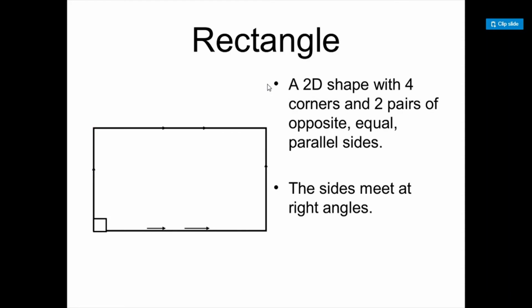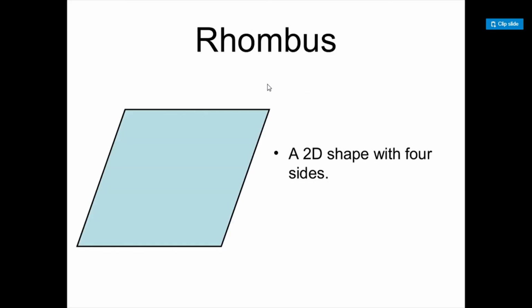A rectangle is a 2D shape with 4 corners, 2 pairs of opposite sides, or shall we say 2 pairs of opposite equal parallel sides. The sides of a rectangle are always right angles. Now let's proceed to a rhombus.